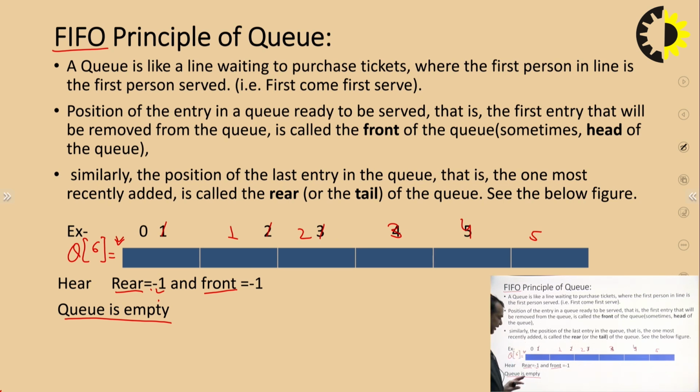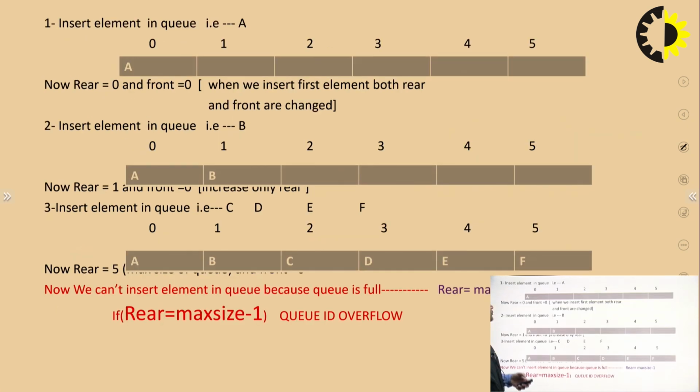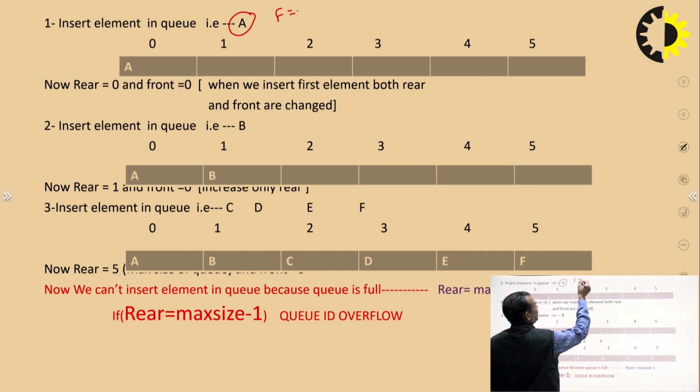Next one here, now we have the queue is empty. Now we have to insert the elements one by one. Suppose we have to insert an element, that is A. So where will it go? It will go to the first position. Right now we have two values, that is front equal to -1 and rear equal to -1.